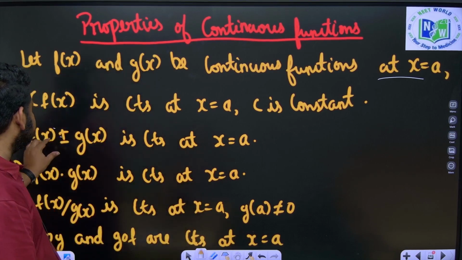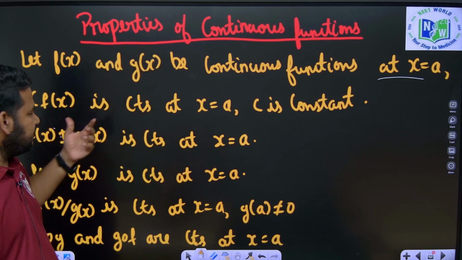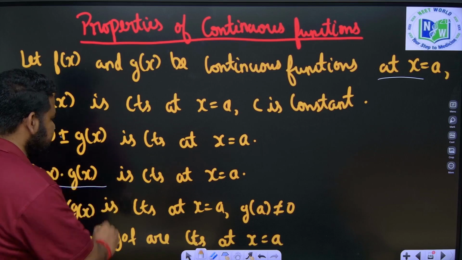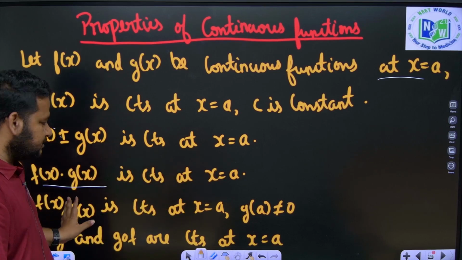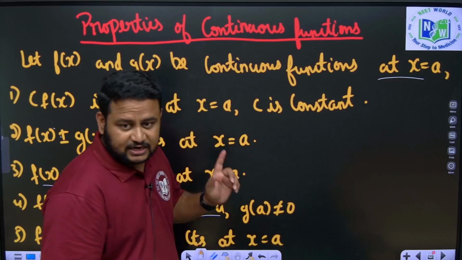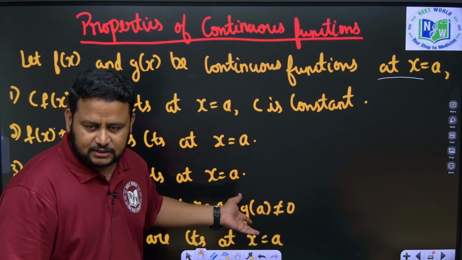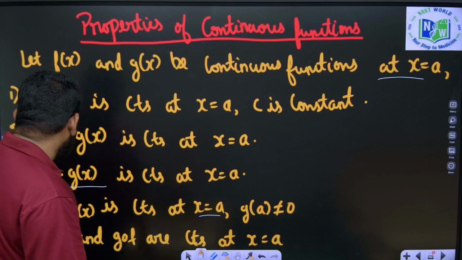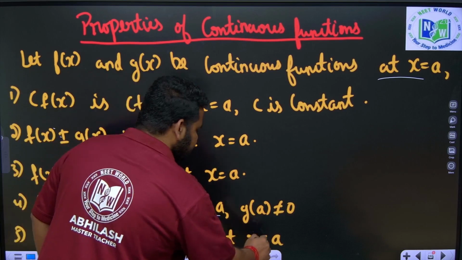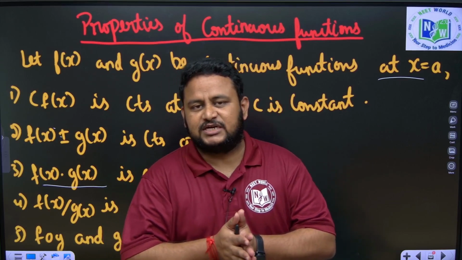Next thing, f of x plus or minus g of x is continuous at x is equal to a. That is, if f of x and g of x are continuous, then their sum or difference will also be continuous. Similarly, the product will also be continuous at x is equal to a. And similarly, the division f of x by g of x is also continuous at x is equal to a, provided that g of a is not equal to 0. If g of a becomes equal to 0, it will run towards infinity. Got it? Next, the composite functions f of g and g of f are continuous at x is equal to a. In sets, relations and functions we will discuss what composite functions are. You must have already studied it.